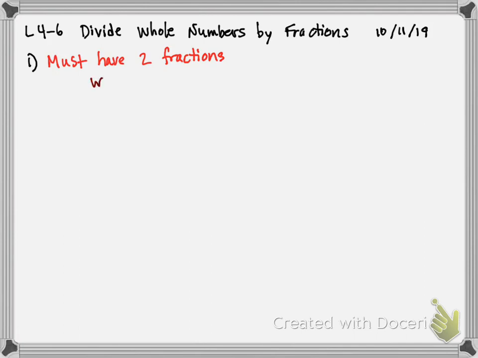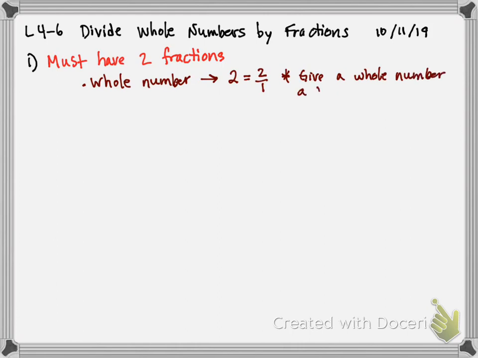If we have a whole number, it's super simple to make it a fraction by giving it a denominator of 1. So 2 is going to become 2/1. So all we're going to do is give a whole number a denominator of 1. Okay? And then a mixed number, we can't multiply by that either, so we're going to convert it to an improper fraction.